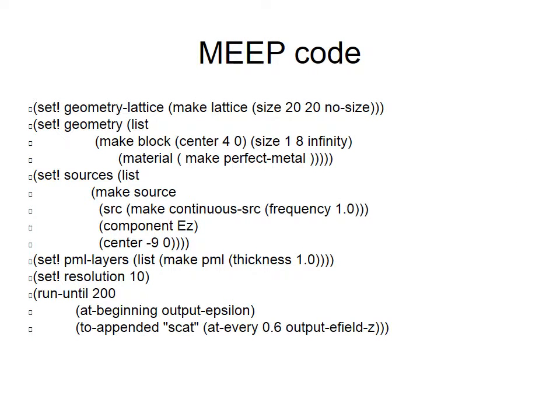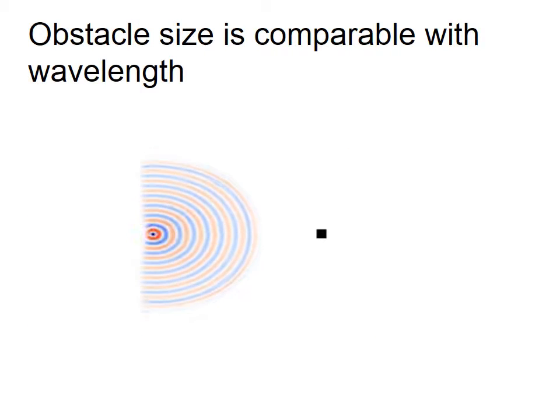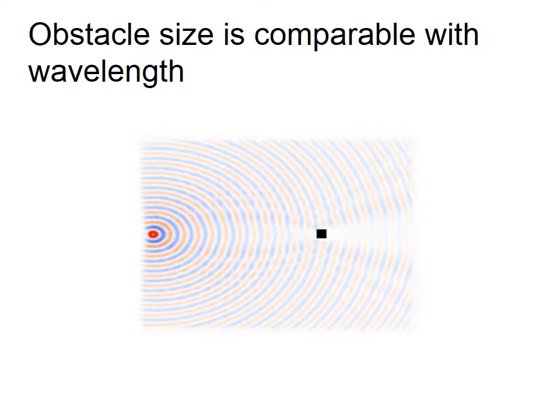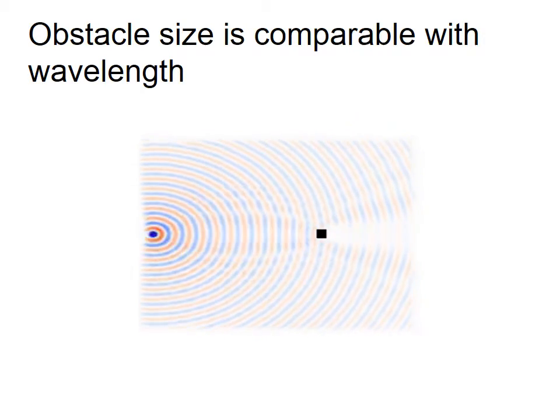This is the code of Meep, where we can see the size of the block is much larger. Here we will be observing wave bending properties when the obstacle size is comparable with the wavelength.